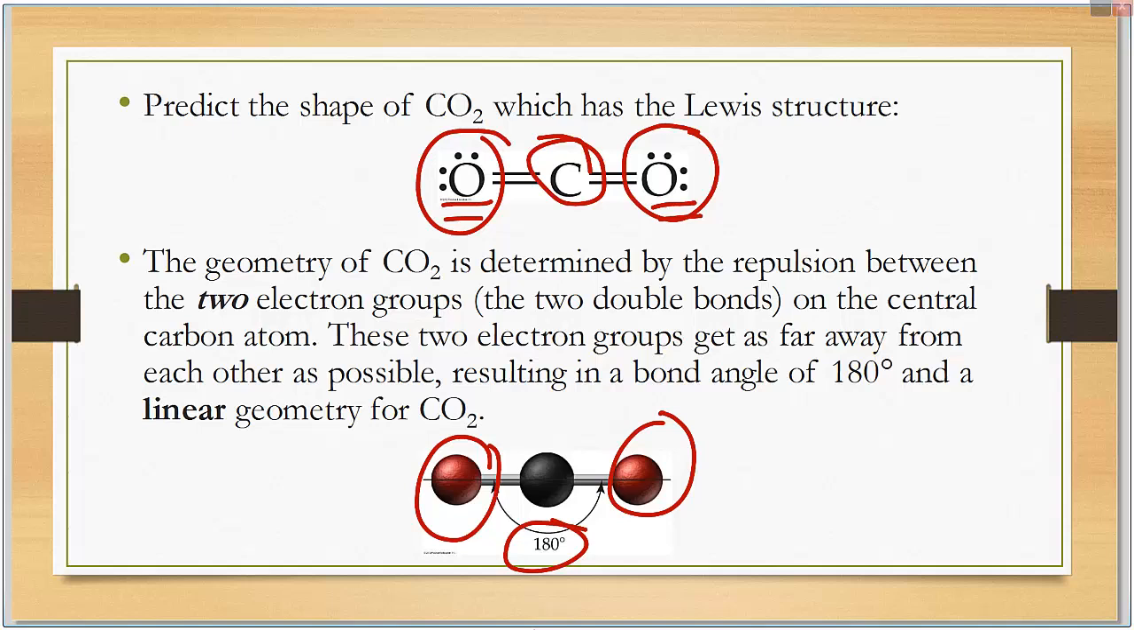The geometry of CO2 is determined by the repulsion between the two electron groups, the two double bonds, on the central atom of the carbon. These electron groups get as far away from each other as possible, resulting in a bond angle of 180 degrees and a linear geometry of CO2. Linear is a straight line.